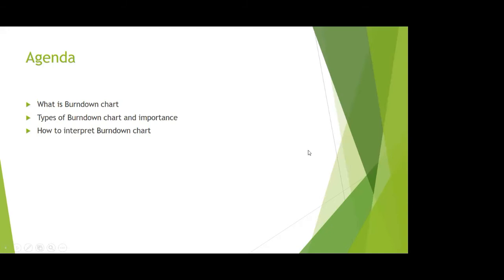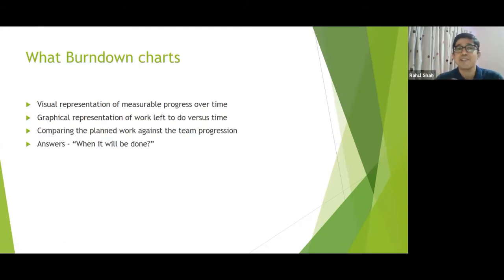Okay, let's move to the next one. One of the metrics, right? Or we can say it's not a metric actually, it's a visual representation of measurable progress over time. It's a graphical representation. If you pick a burn down chart, it will talk about work left versus time.